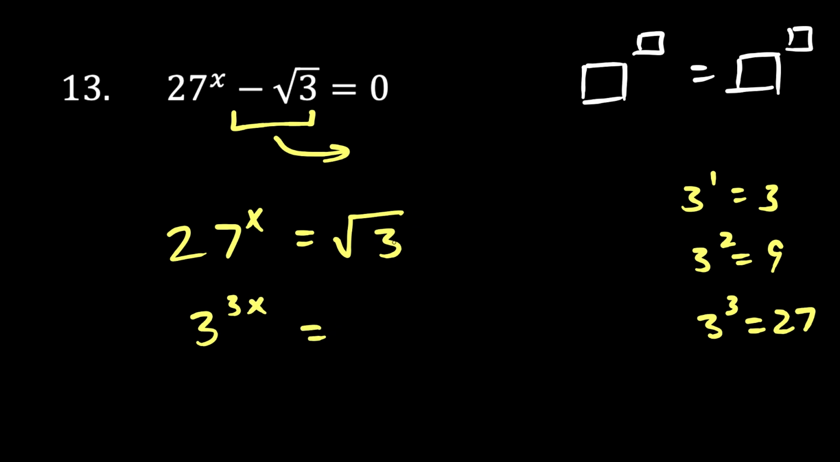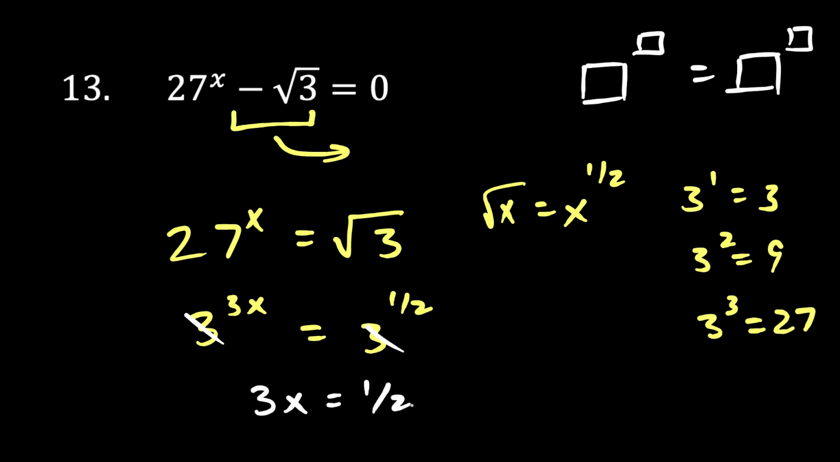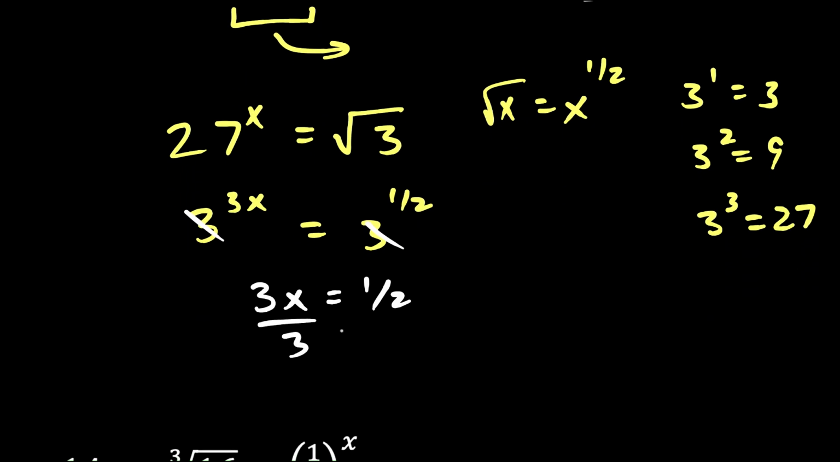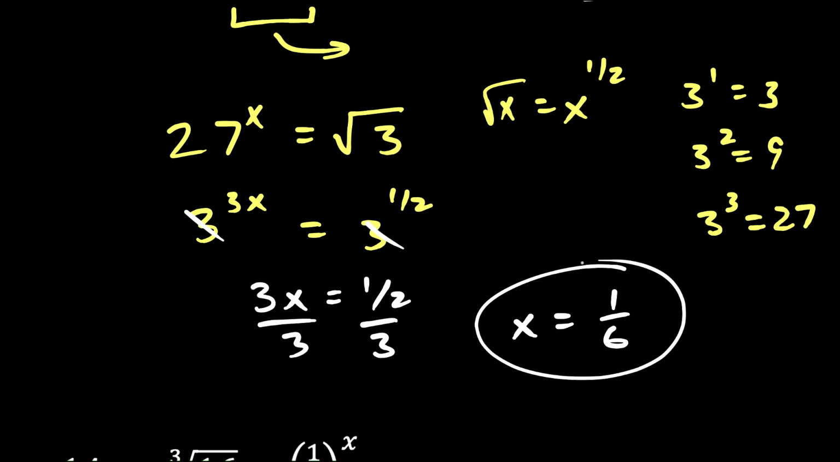And then we're going to use that rule before, remember, square root of x is x to the 1/2, so the square root of 3 means 3 to the 1/2. So we have bases matching up, so that leaves us with 3x equals 1/2. We're going to divide both sides by 3. That leaves us with x equals, same as multiplying by 1/3. So we're left with x equals 1/6.